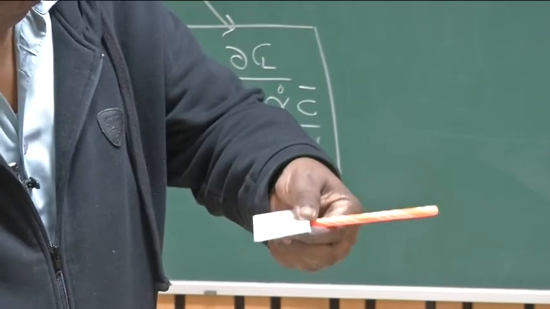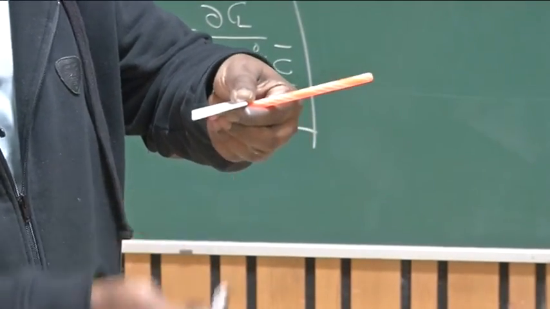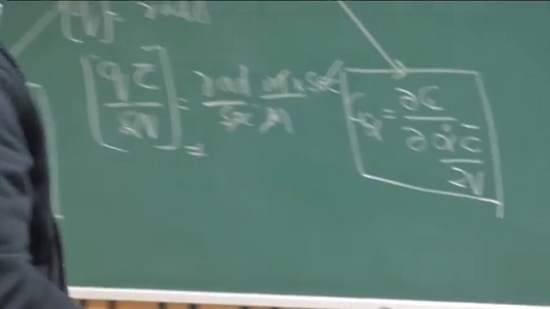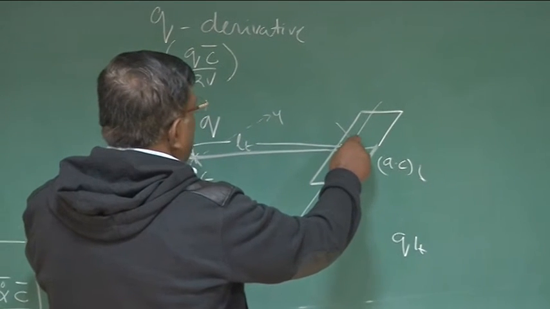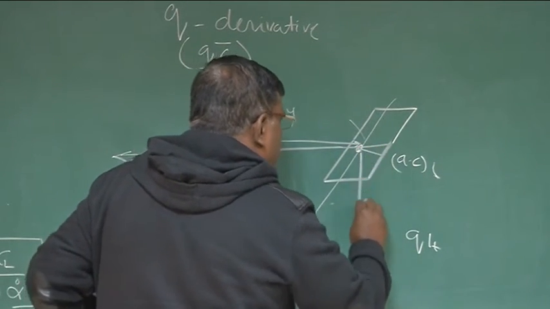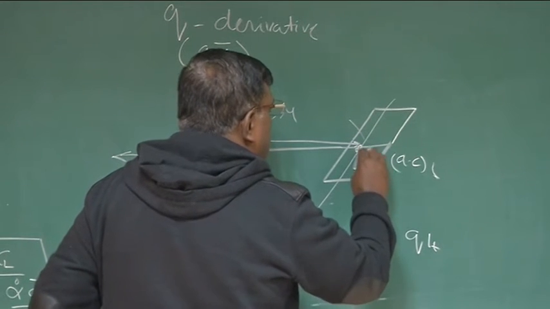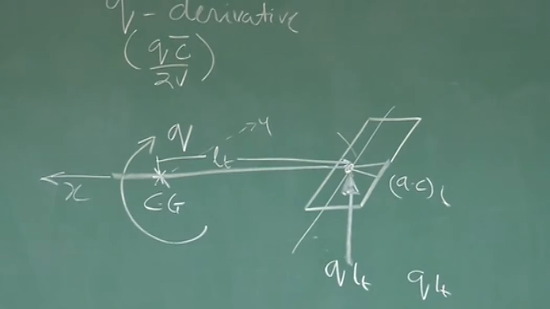And as it goes down, I can always say the relative air will be coming with the same magnitude in the opposite direction. So what will happen here? Since this is rotating like this, the AC at this point will go down with the speed QLT. So I can say relative air will come with a speed Q into LT. No doubt?